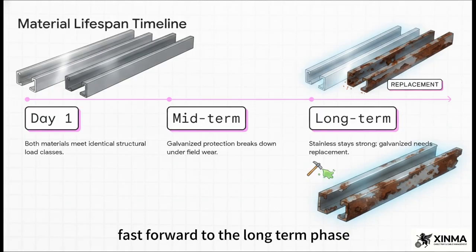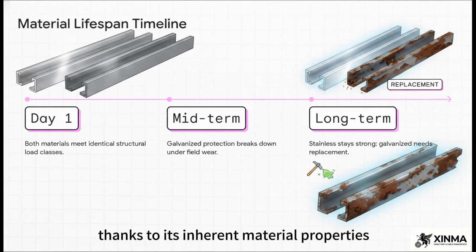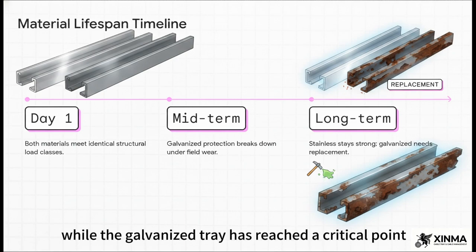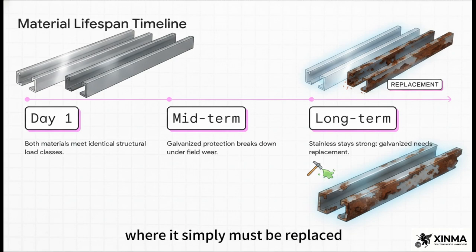Fast forward to the long-term phase, and the stainless steel is still going strong thanks to its inherent material properties, while the galvanized tray has reached a critical point where it simply must be replaced.